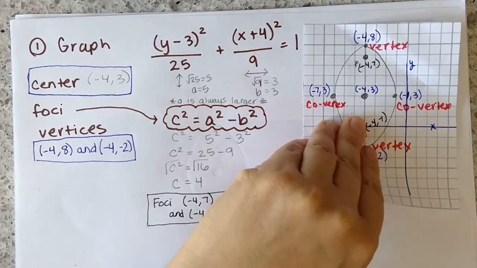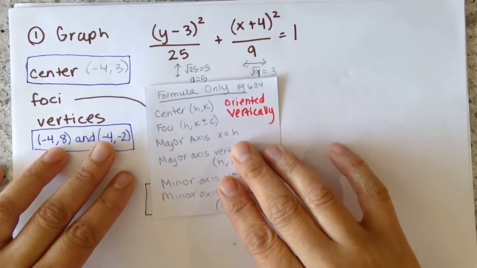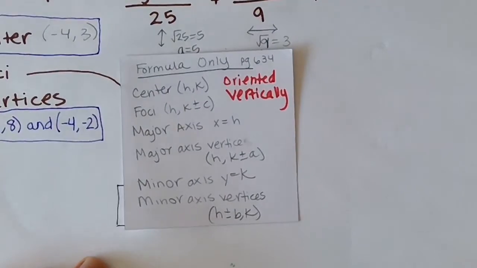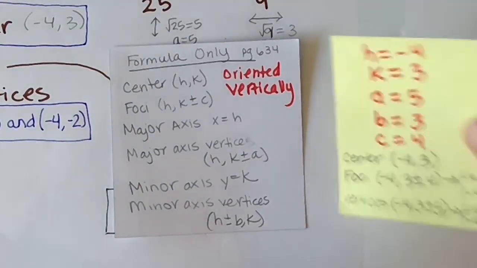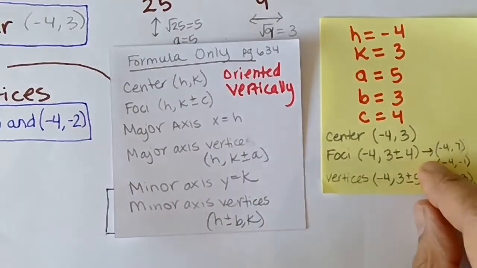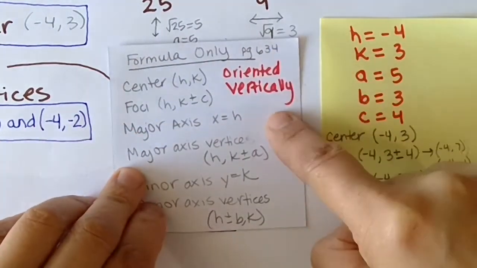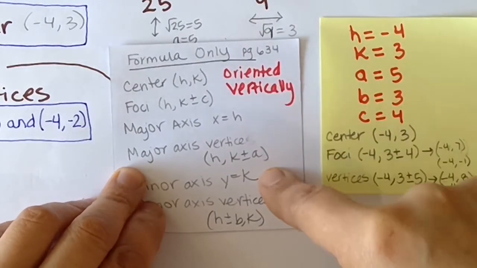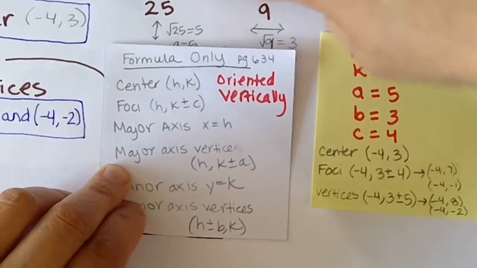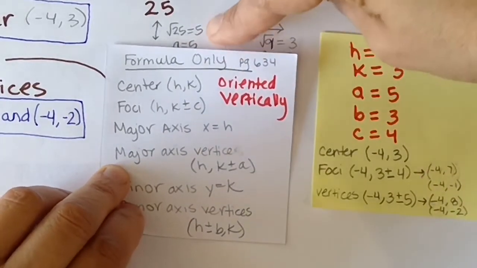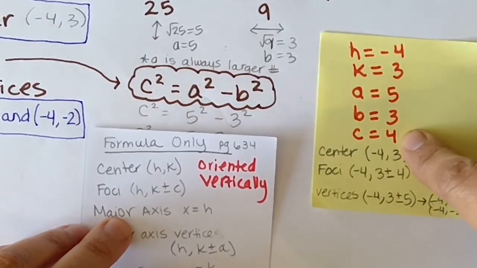I don't really memorize anything. Now, if you go back to page 634, they have a formula page. And this is what it says. It says, well, actually, just find your A, B, C, H, K values, and then use the formulas to answer all the problems. So here's the formula page on page 634. Make sure it's the right orientation, so oriented vertically. Here's a formula. Find your H, -4, K, +3, A is 5, B is 3, and then you still have to do the formula to get your C value, 4.